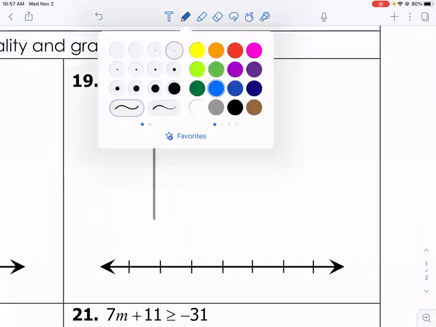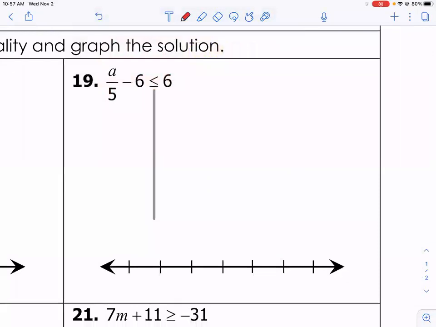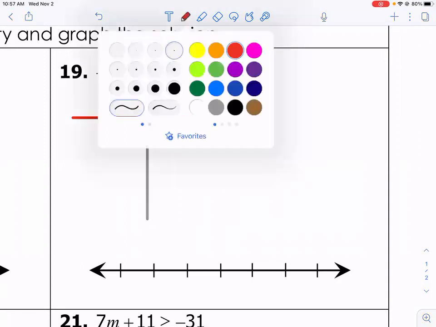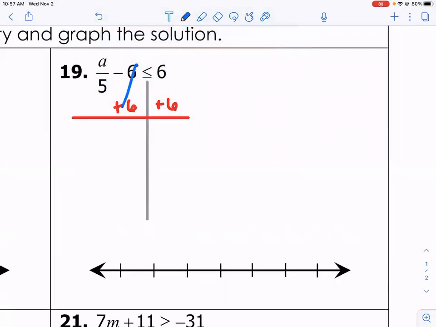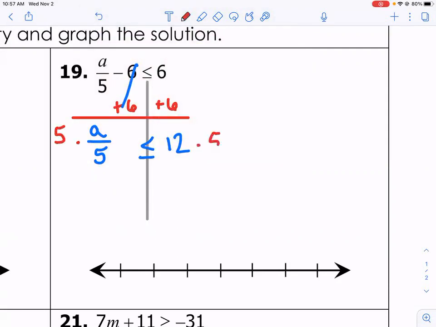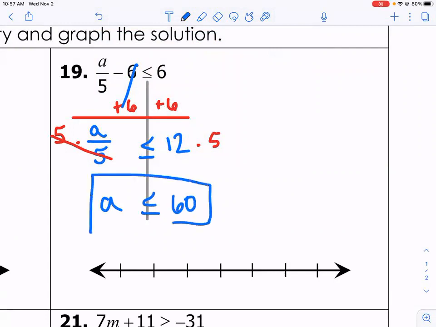Okay, so how about for number 19? Raylia, what's the first thing we have to do in this one? Add the 6. Okay. Well, that would mean the minus 6 plus 6 go away, and we have a divided by 5 is less than or equal to 12. Is that right? Okay, Ariana, how do we proceed now? Times 5 by both sides. So we get a is less than or equal to 60. Well, that's cool.